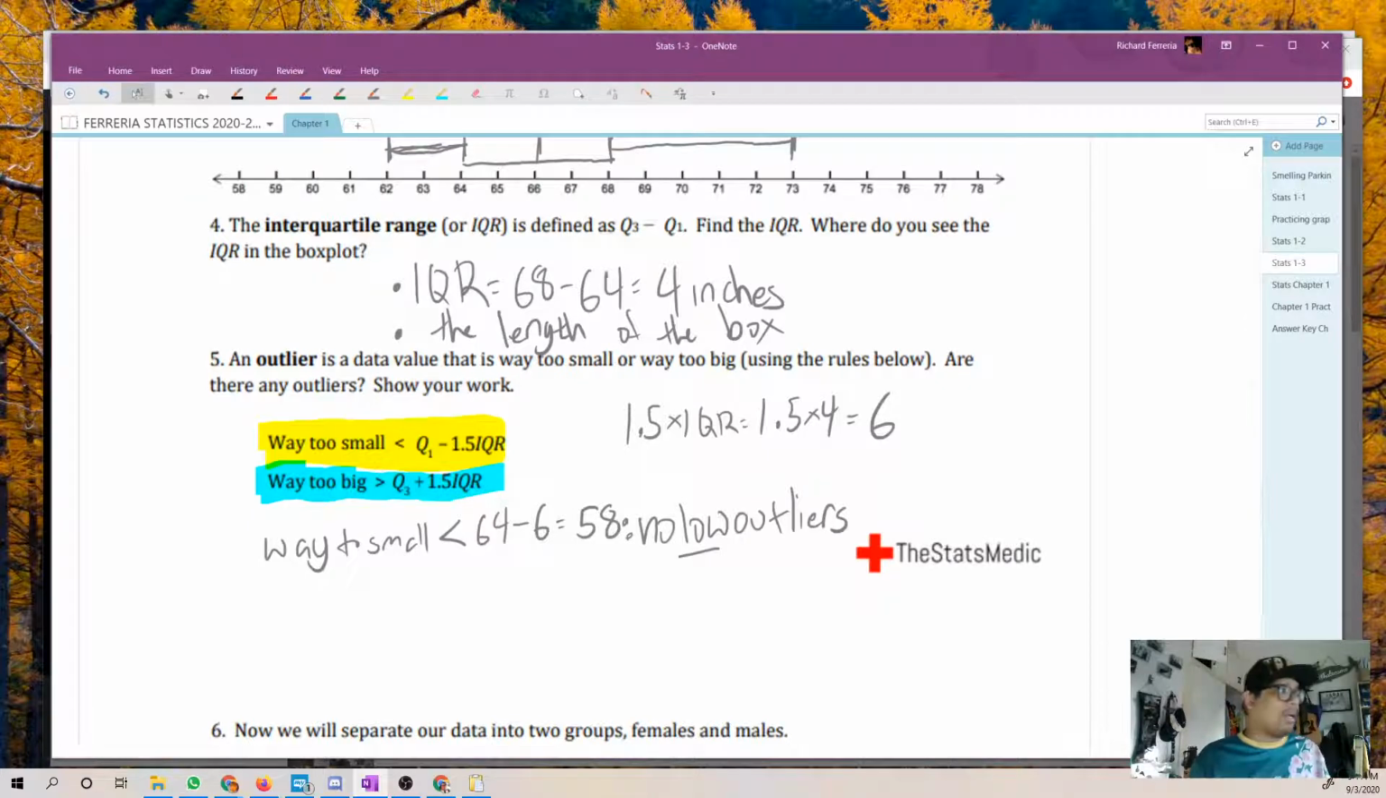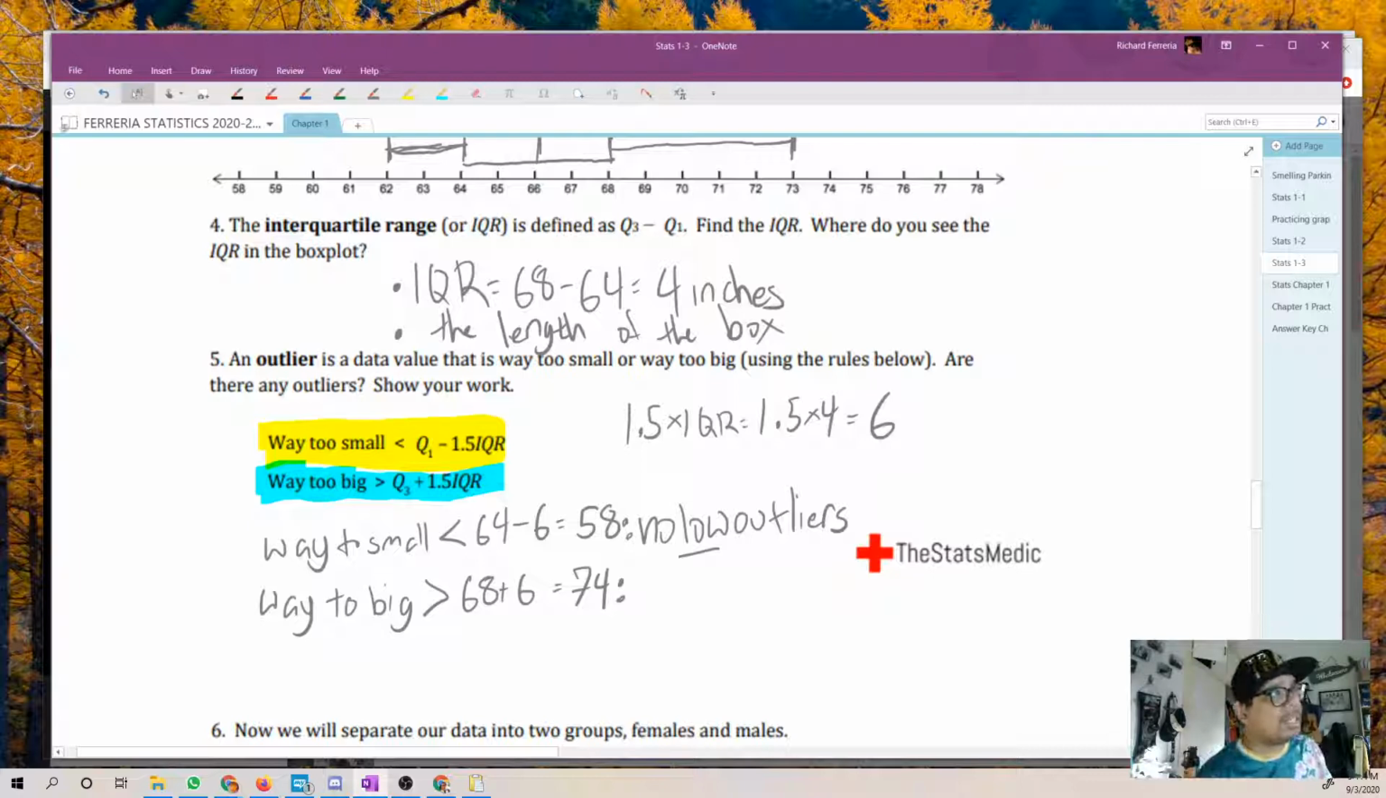Same way with high outliers. Way too big is greater than 68 plus 6. That turns out to be 74. Since our tallest person was 73 inches tall, there's definitely no one taller than 74, which means we have no high outliers. No outliers in either direction. So that is taking a look at the whole class data.